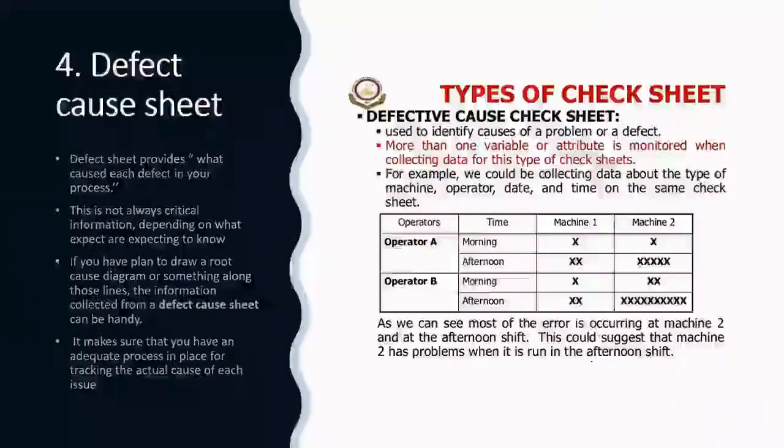Defect code sheet. It has gone in depth into the issue. It did not only recognize one factor within a short period of time, it has addressed a number of causes. The defect cause sheet is going to be used to identify causes of the problem or defect. It is almost equal to the cause and effect diagram.